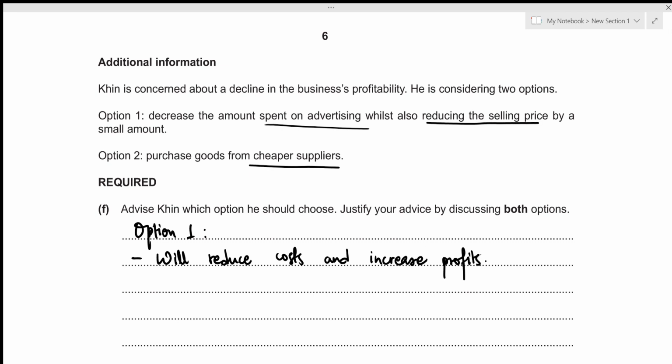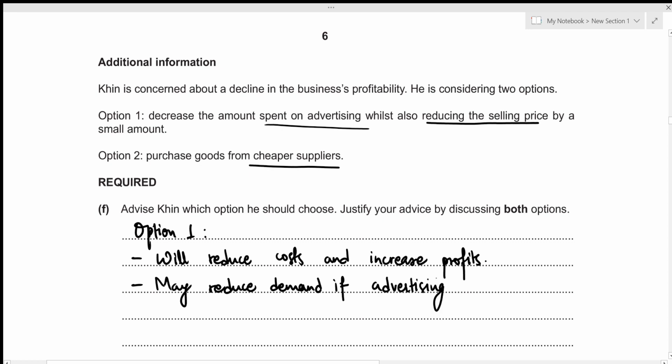And since we're talking about reducing our advertising, that could possibly reduce demand as well, because if our advertising is successful and that is grabbing the attention of potential customers, then the reduction in advertising would lose those potential customers as well, right? Let's write it down. May reduce demand if advertising had been successful.